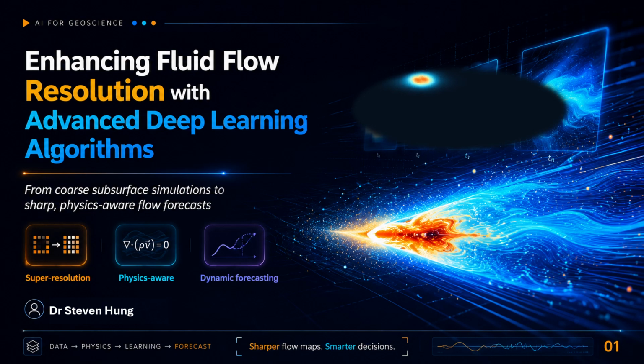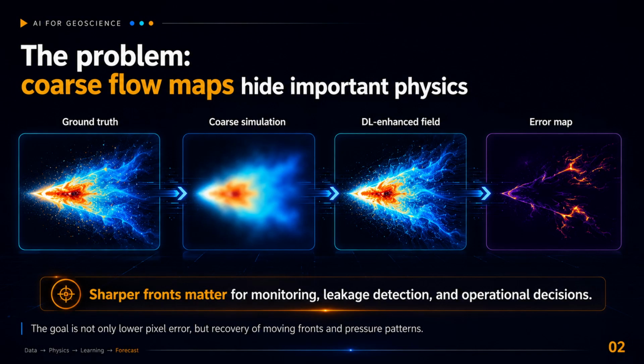Transition. Let's first understand the problem. Here is the main challenge. When we run a fluid flow simulation at low resolution, the result may look smooth and simple. But underground flow is not simple. It can contain sharp plume fronts, small leakage pathways, pressure gradients, and complex flow channels.